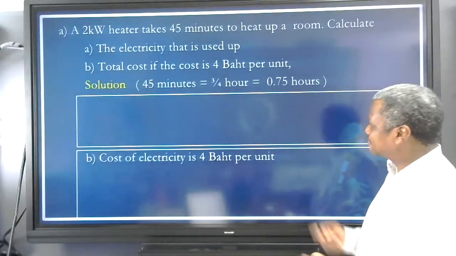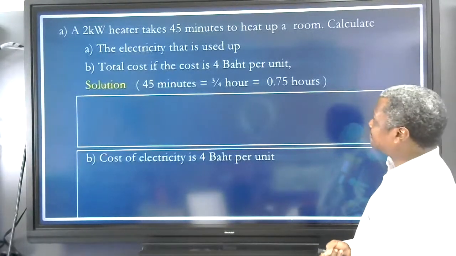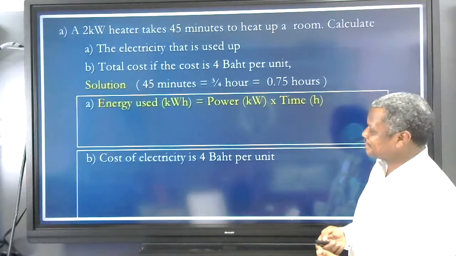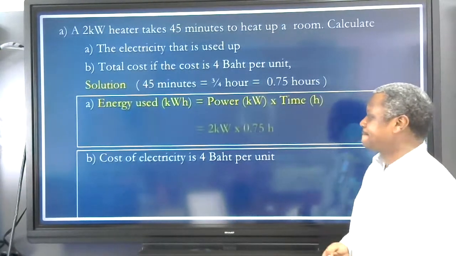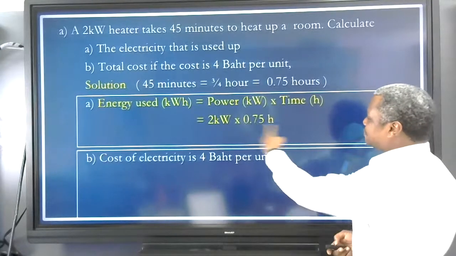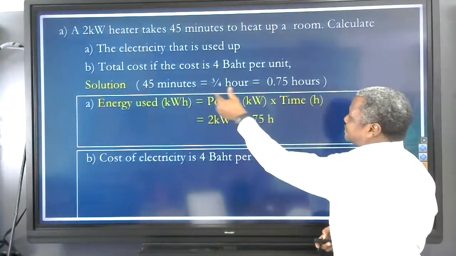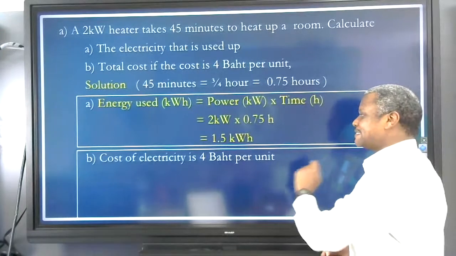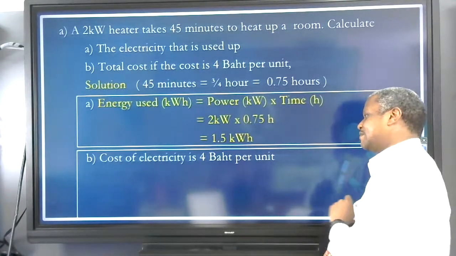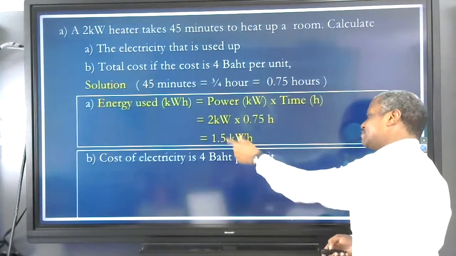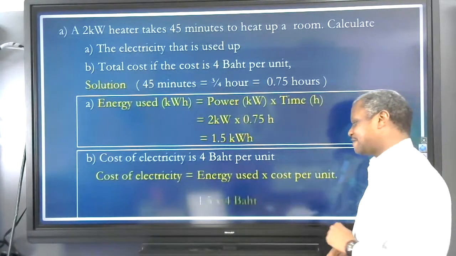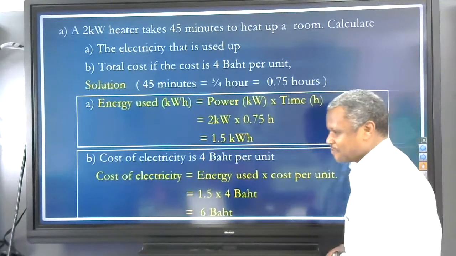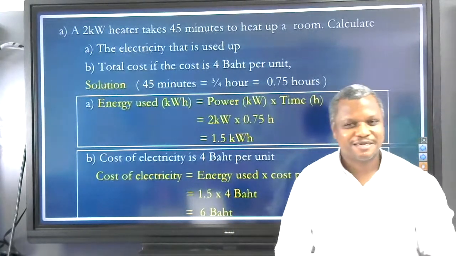Now, because of time, let's quickly summarize. A 2 kilowatt heater takes 45 minutes to heat up a room. Calculate the electricity that is used up. The energy used is equal to power multiplied by time, which is 2 kilowatt multiplied by 0.75 hours. Why 0.75? Because 45 minutes is equal to 3/4 of an hour, so you convert that into 0.75. When you multiply that, you get 1.5 kilowatt hour. The cost of electricity is 4 baht per unit, so 4 baht multiplied by 1.5 is equal to 6 baht.